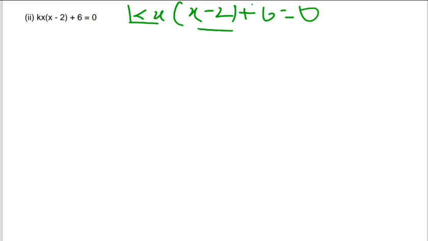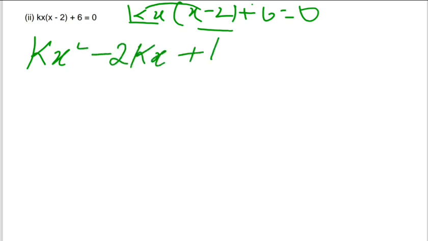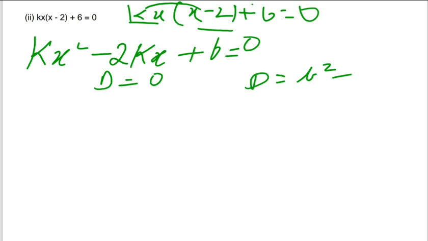So to do this, we should just multiply the number outside the bracket and inside the bracket. So just simplify opening the bracket. If you multiply kx into kx minus 2, we will be getting kx square minus 2kx plus 6. So our condition is D is equal to 0, and D is b square minus 4ac. So here a is k, b is minus 2k and c is 6.